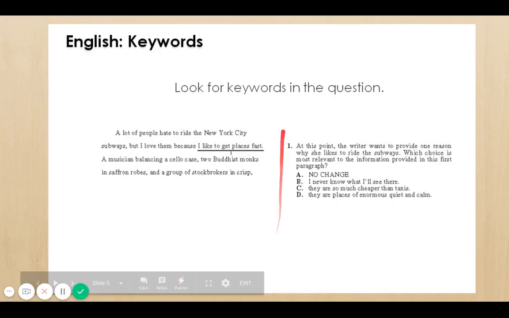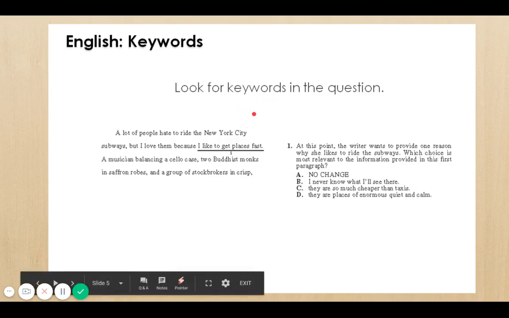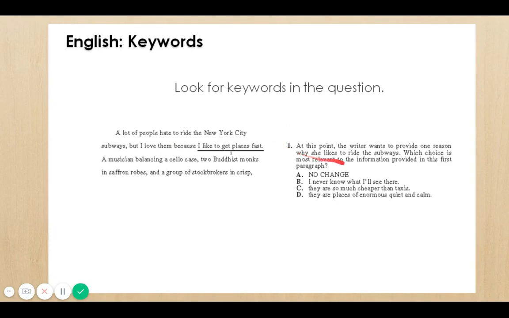Another way, or what I was talking about with the keywords, is you want to look for keywords in the question stem. So on a question like this, where you actually have a question versus just grammar, it says, at this point, the writer wants to provide one reason why she likes to ride the subways. Which choice is most relevant to the information provided in this paragraph?